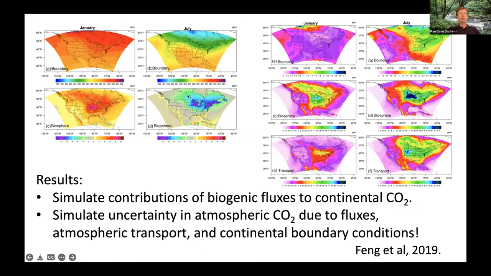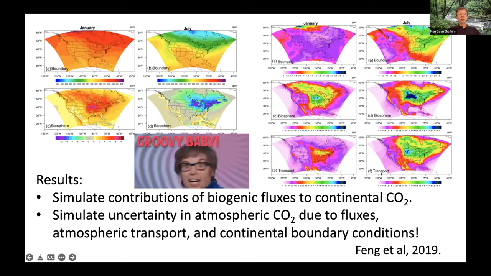So here, for example, is the impact of biogenic fluxes on atmospheric CO2 across North America for the month of July. And here are the uncertainty fields caused by all those different components of the ensemble. This is, well, Austin Powers says it better than I do. I think this is really cool.